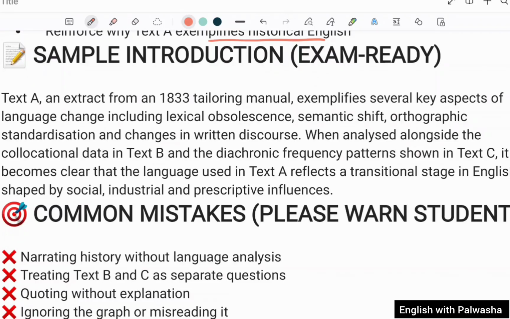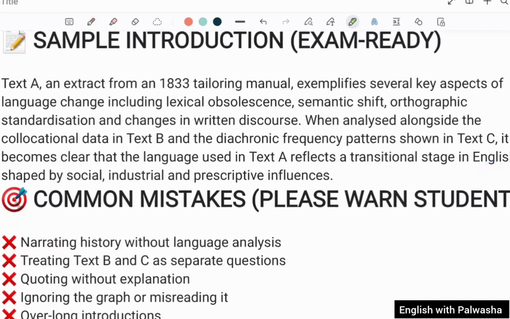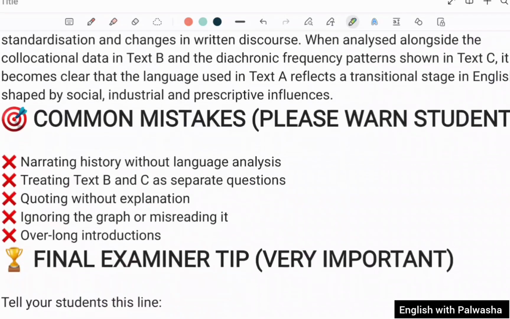This is an introduction. This is the best introduction you can create, and this is how you can embed knowledge into it. The common mistakes, please, I'm warning you about this. Yes, we have to warn the students. Narrating history without language analysis: if you cannot do the language analysis, please don't narrate the history.